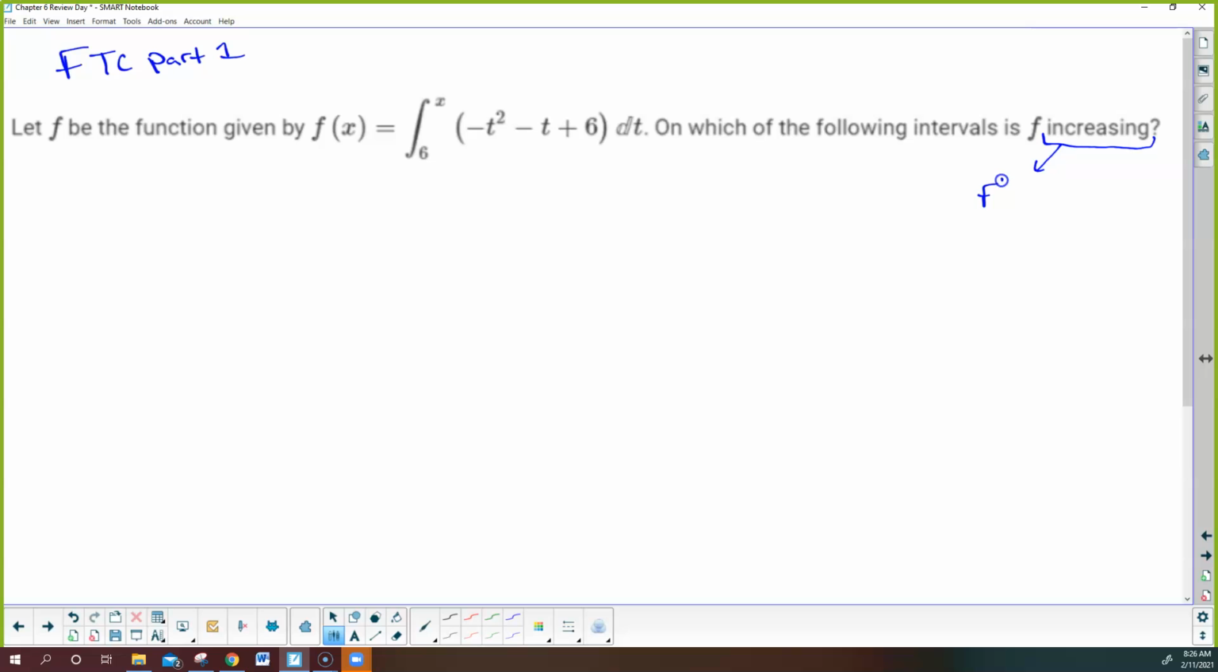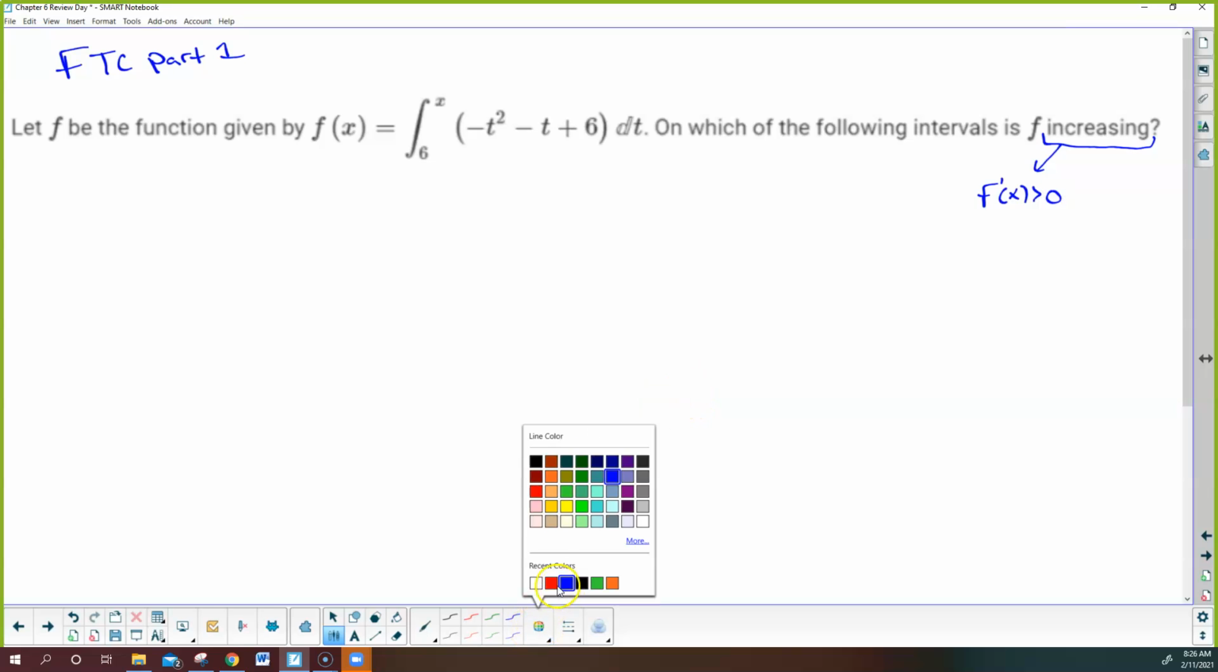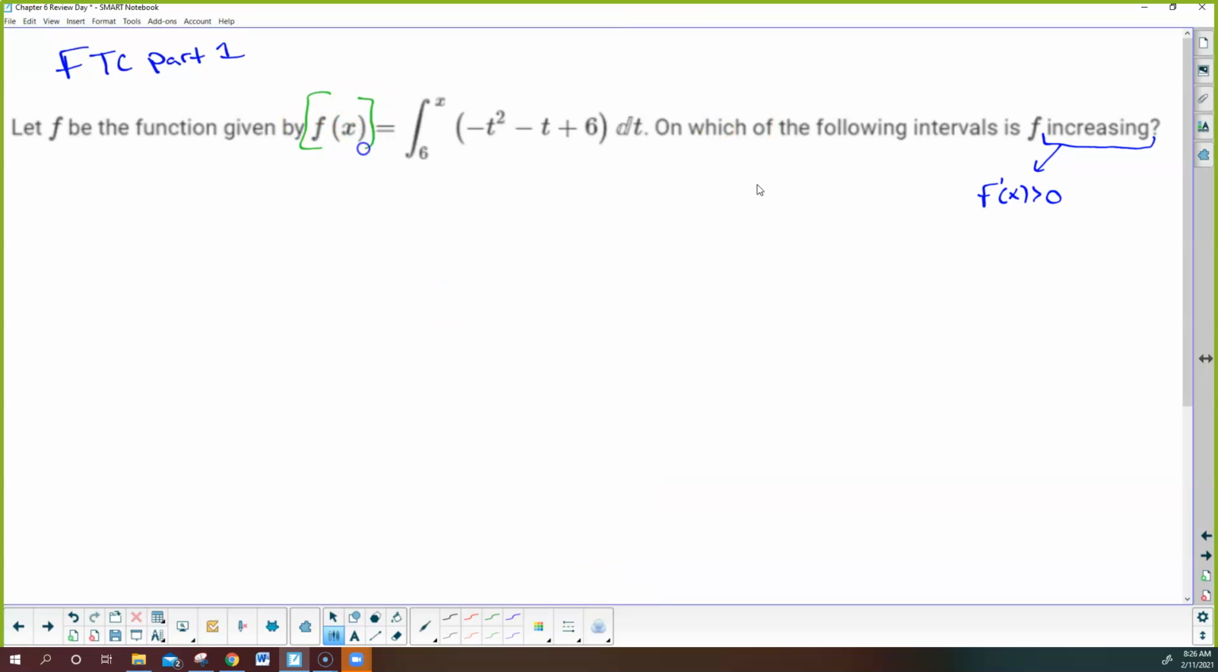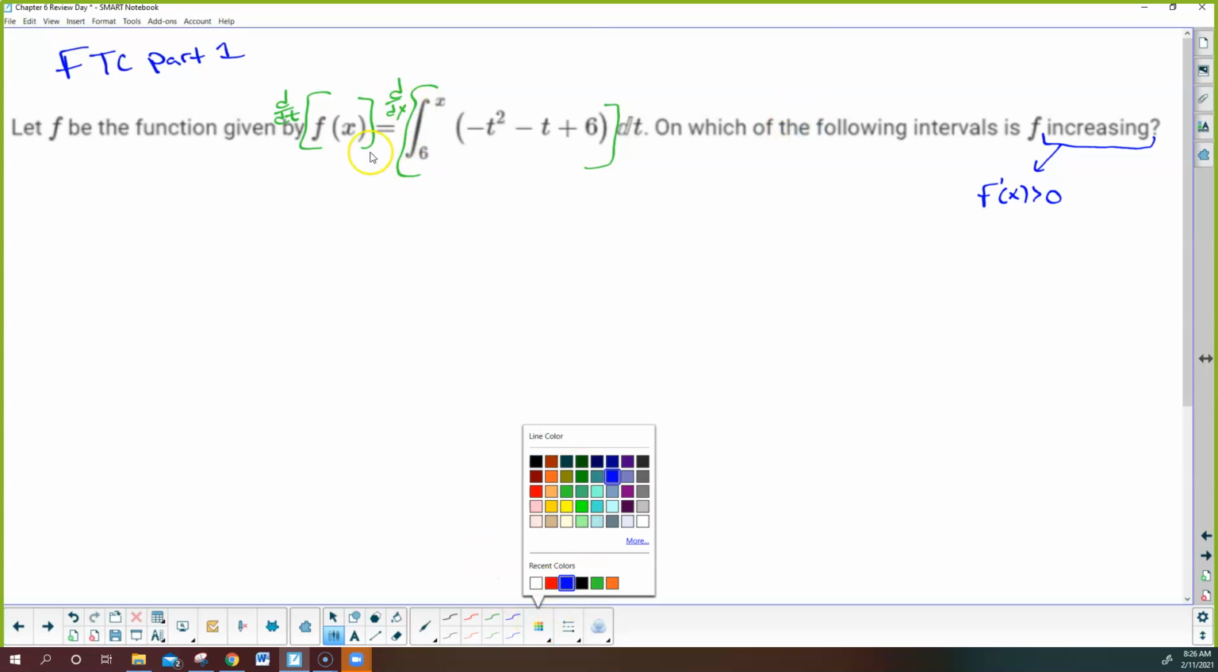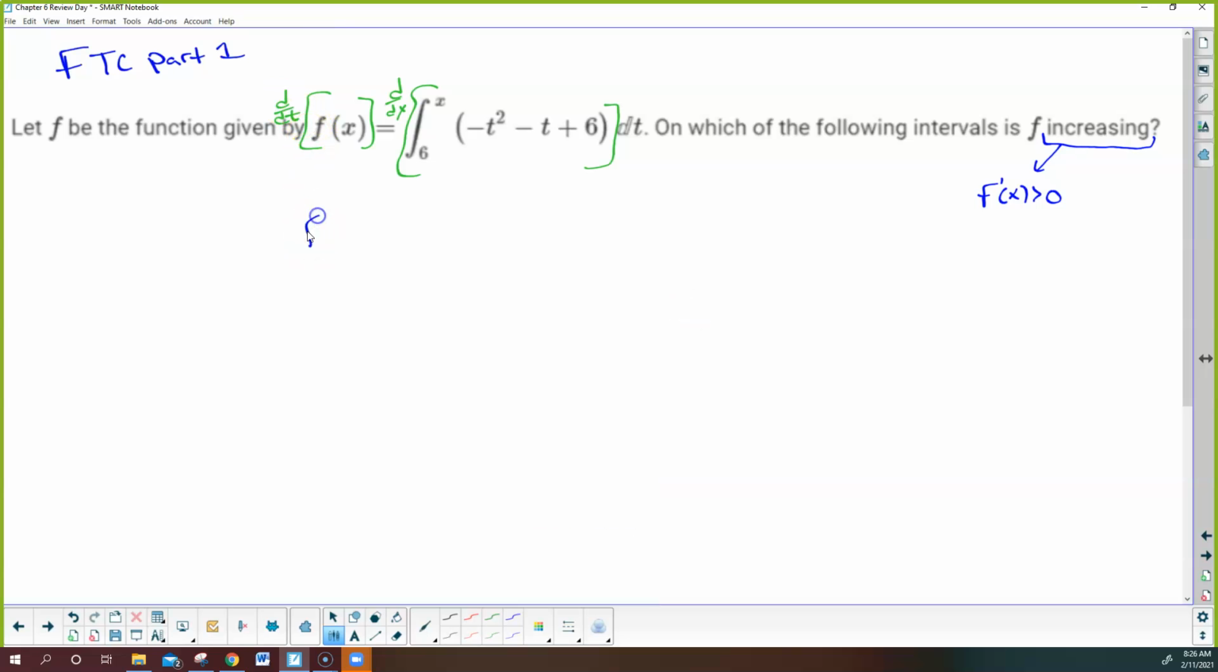Well, we know from first trimester that a function is increasing anytime its derivative is greater than 0. Okay? So what does that mean? That means I need to take the derivative of f of x, which means I have to take the derivative of this side as well. So I know that the derivative of f is f prime, right? And we want to know when that is greater than 0.